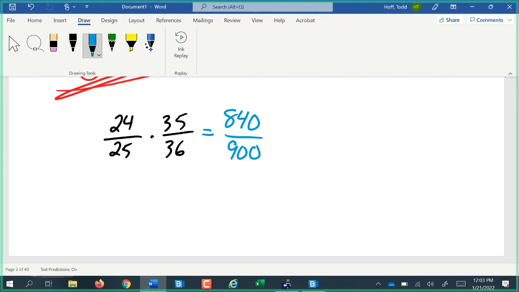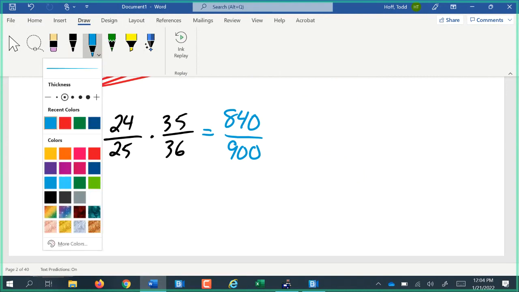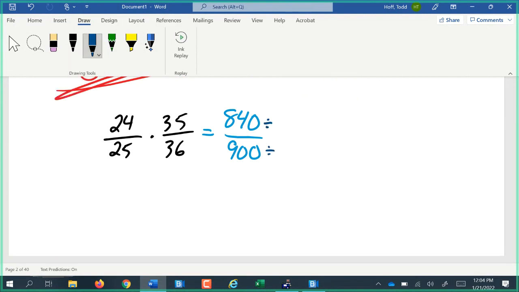Some of you might look at that and realize both of them can divide by 60. I didn't at first, so don't worry if you didn't. But I do notice they both end in 0. So we can divide by 10. 840 divided by 10 is 84. 900 divided by 10 is 90. Now we can see they can both be divided by 2. 84 divided by 2 is 42. 90 divided by 2 is 45.